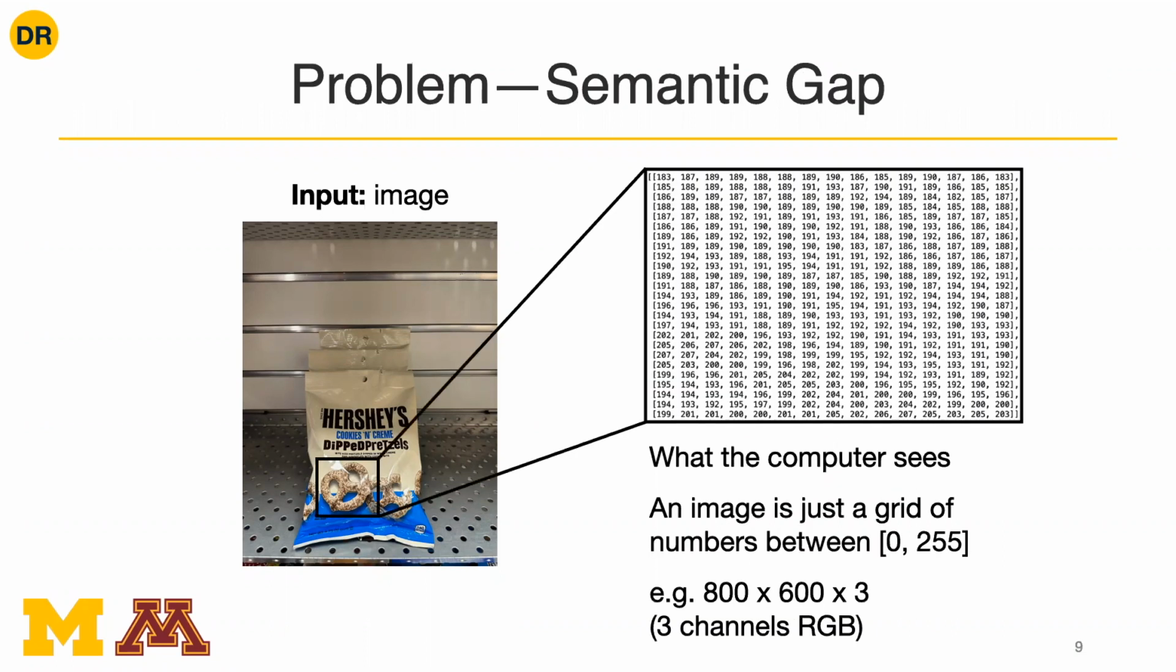And the important thing to note here is that there is a semantic gap between what we see versus what is given to a computer program, right? For instance, we are able to immediately say that it's pretzels or it's a bag of food, right? But this is what the algorithm or the computer program is actually seeing. It's seeing a bunch of numbers. And in this specific case, it's an RGB image, which is a red, green, blue image. So it's a matrix of numbers, particularly here, 800 cross 600, and there are 3 channels, each talking about different colors.